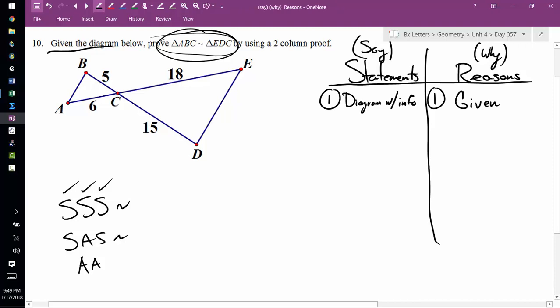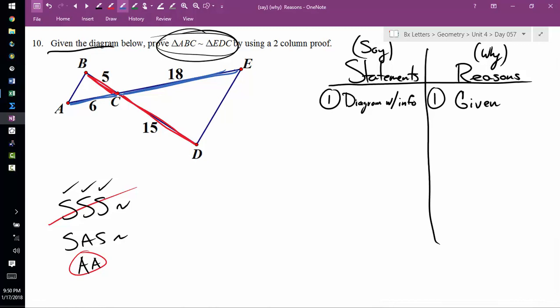Here, if we look at it, I'm going to guess it's not side-side-side because I don't know anything about that third side. And my gut's telling me it's probably not angle-angle because, why do they tell me stuff about the sides? Why are they telling me this side is 5 and this side is 15? Why are they telling me this is 6 and this is 18? That looks like it's going to be side, angle, side.